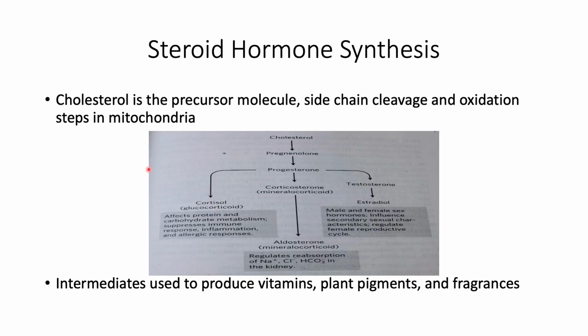Steroid hormone synthesis also involves cholesterol. This is a precursor molecule which requires side chain cleavage and oxidation steps in the mitochondria, so you can get cholesterol going to pregnenolone, then progesterone. From progesterone, you can get testosterone. You can transform this to estradiol. So male and female sex hormones are here. They influence secondary sexual characteristics. They additionally regulate the female reproductive cycle.